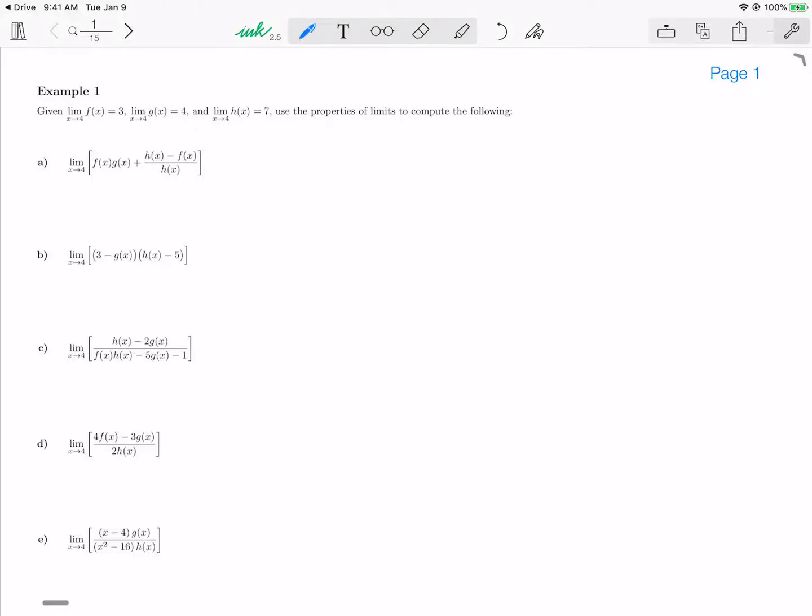Today we're going to talk about limits and continuity in the context of algebraic problems. But first we're going to review some of the properties of limits.